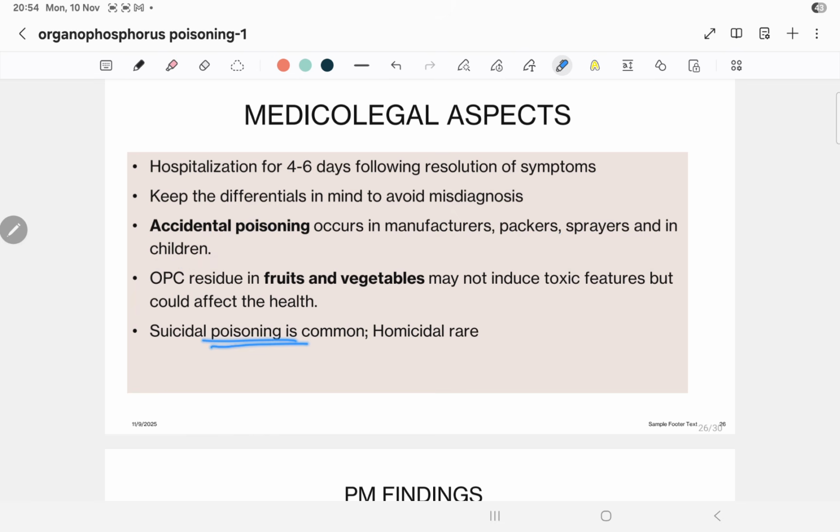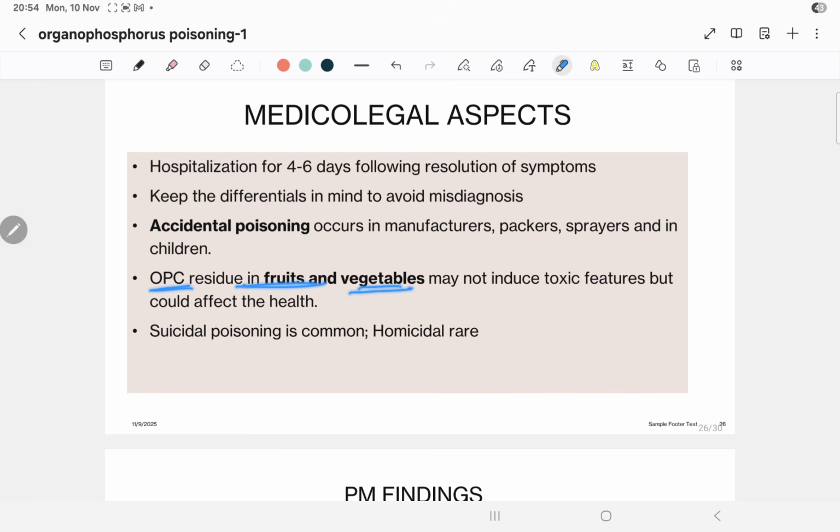Suicidal poisoning is common because people drink rodenticide, like the housewives or the ladies. It is especially common in the rural areas where females just drink rodenticide and they come in the emergency saying that they drank rat poison. So suicidal poisoning is very common. Homicidal is rare.